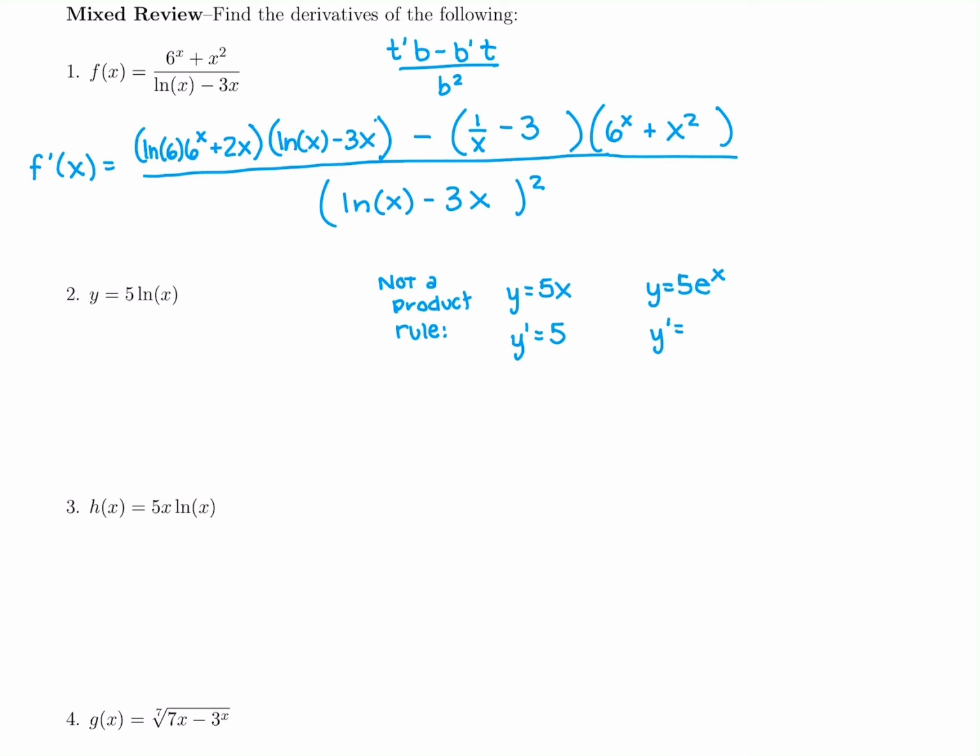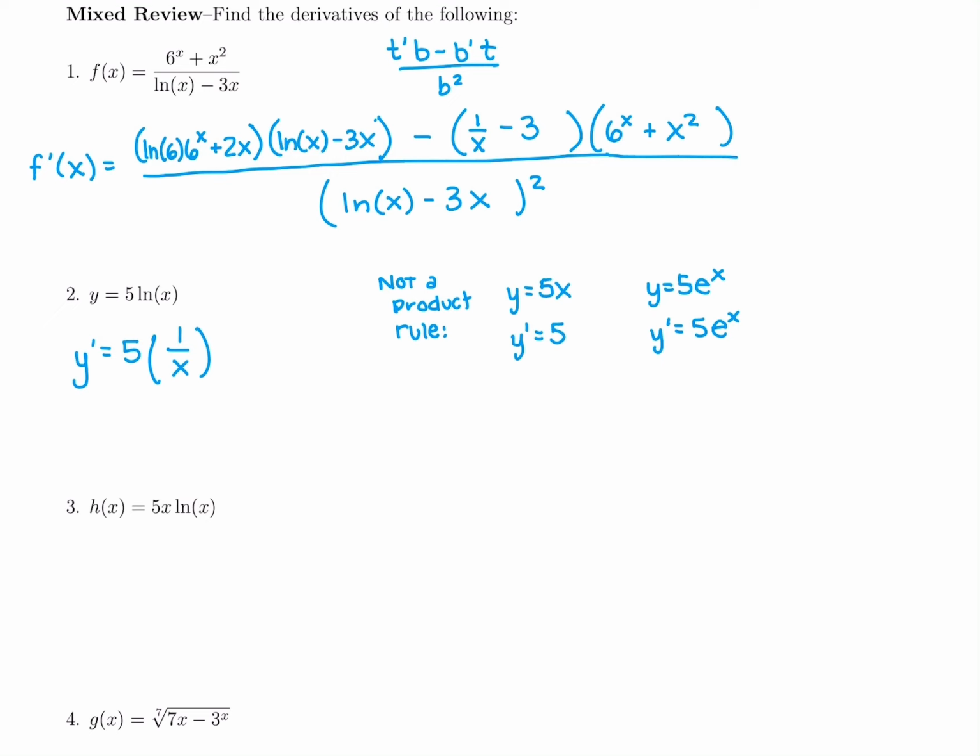Same thing with this. We kept the 5. We said the derivative of e to the x is e to the x. So there are things that are not product rules that are still multiplied. This is one of them. We have 5 times the natural log of x. We're just going to keep the 5 and take the derivative of the natural log of x to be 1 over x. So this is not a product rule. But the one below it is.